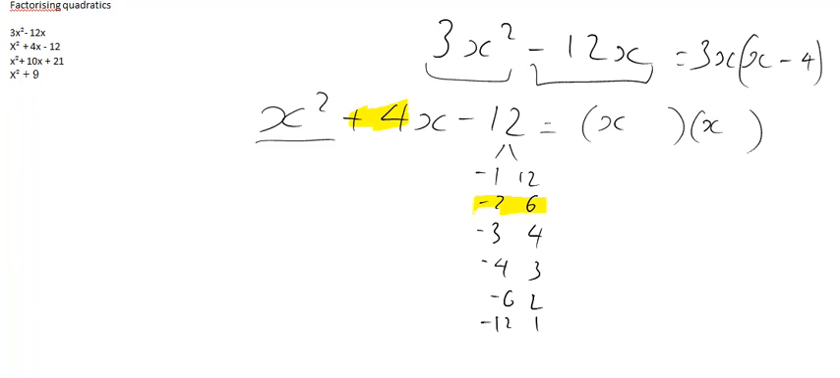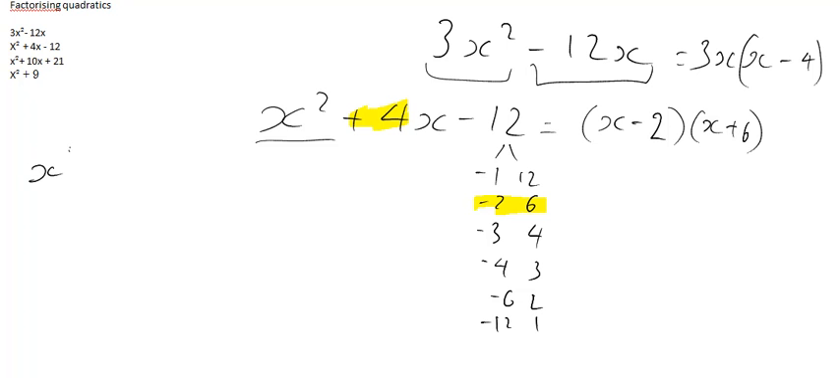Minus 2 plus 6 is going to give me plus 4. So therefore I know that in this bracket is minus 2 and in this bracket is plus 6. And if I do the expansion that we talked about earlier, it will give me x squared plus 4x minus 12. Now as you get better at these, you get to be a bit quicker.